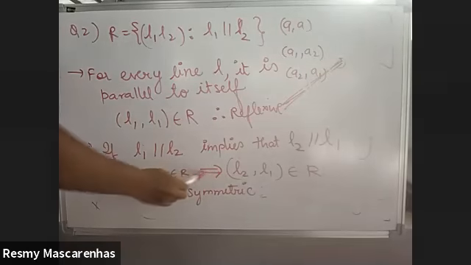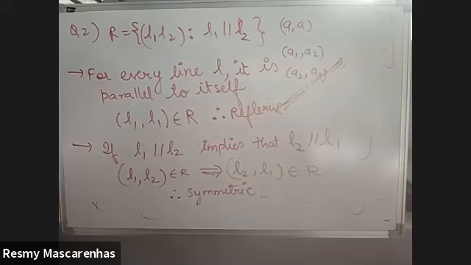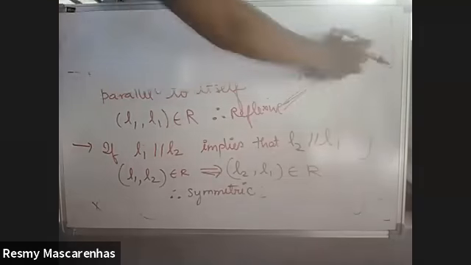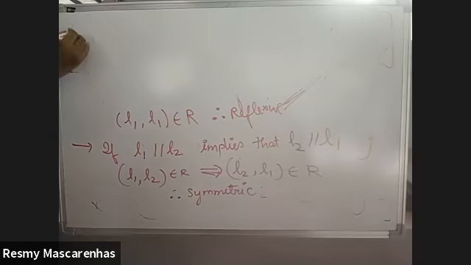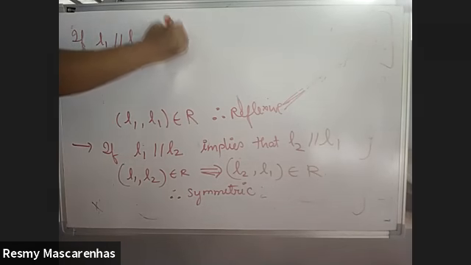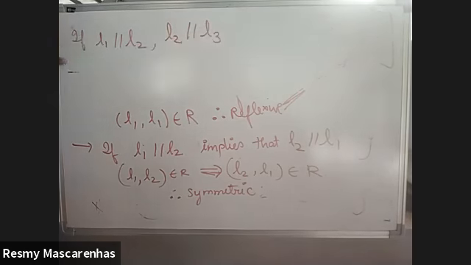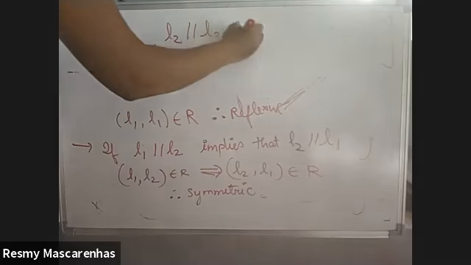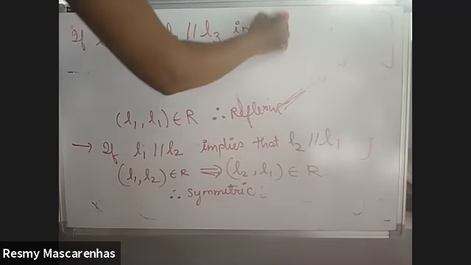This is a symbol for implies that. And for the transitive condition, it will be: if L1 is parallel to L2, L2 is parallel to L3. Can anyone tell me, as per transitive, what it should be if these two are matching? What should be the condition? L1 is parallel to L3. Yes, correct. So for implies, just use the word this, and it will look professional or mathematical.